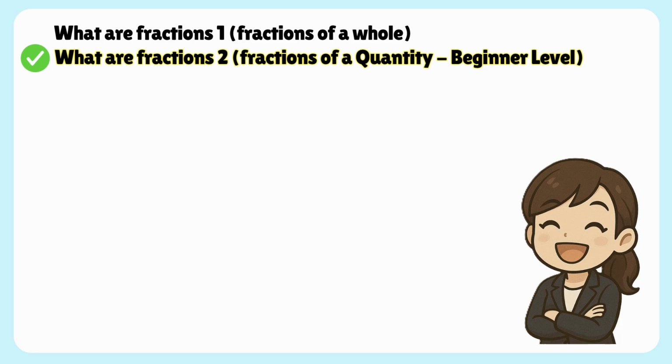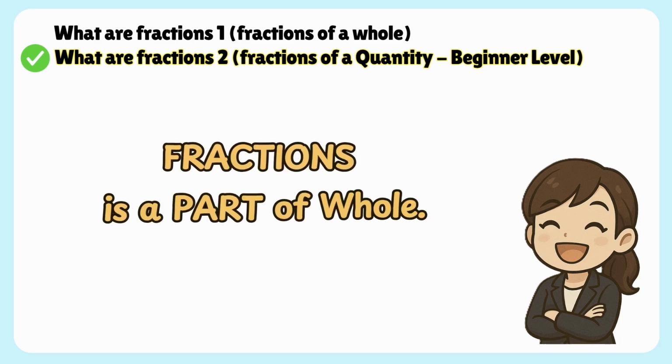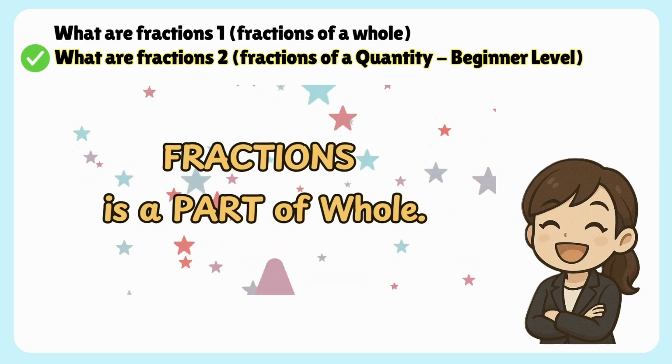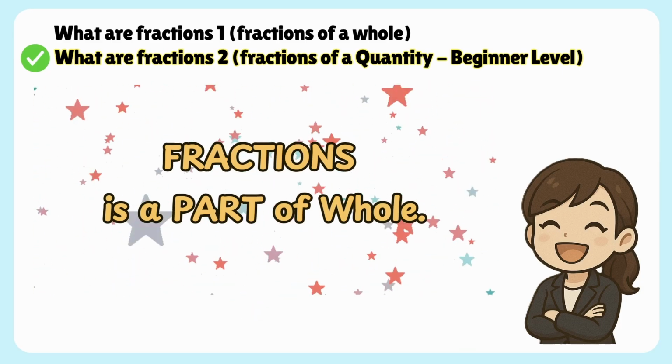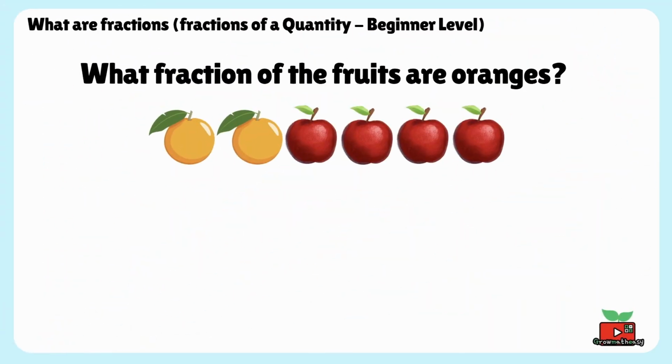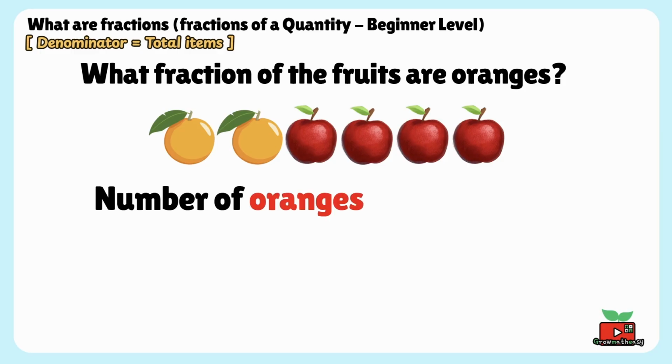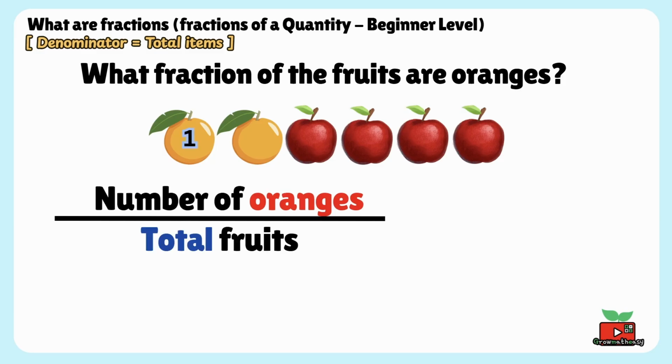Alright, let's get started. A fraction is a part of a whole. But today, the whole isn't a shape. The whole is a group of items. Let's look at these questions. What fraction of the fruits are oranges? When the denominator equals the total number of items, we always set it up as number of oranges over total fruits.